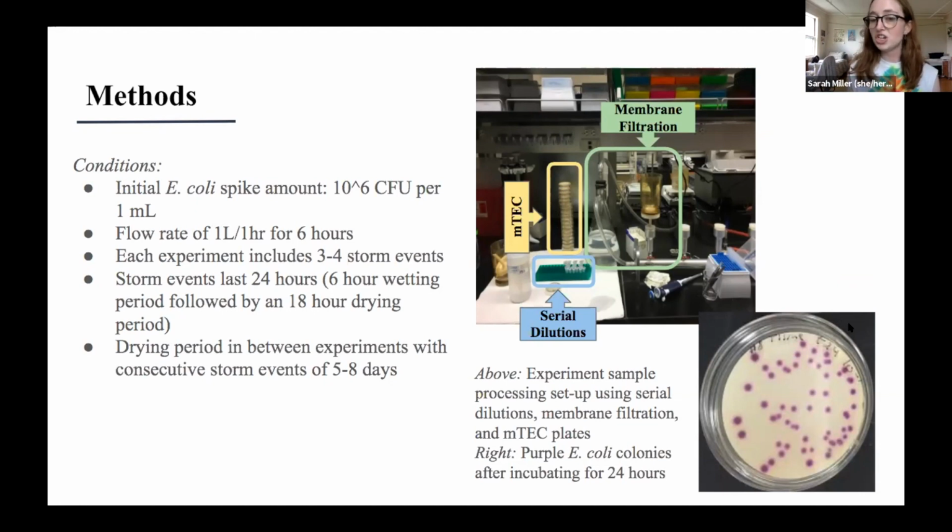This bottom image is one of our MTEC plates with the filter with the E. coli colonies. Each of the purple dots represents 1 E. coli colony. From this, we are able to count how many E. coli colonies are present on the filter, and we can calculate the concentration in the filter or in the sample.